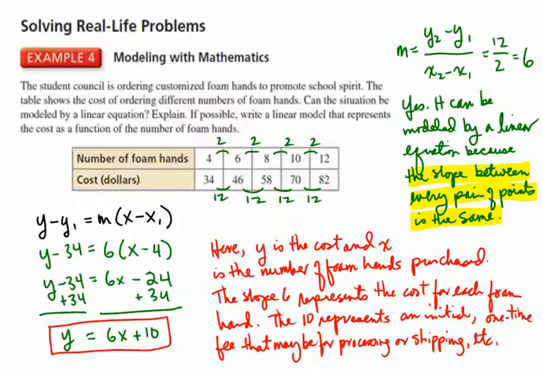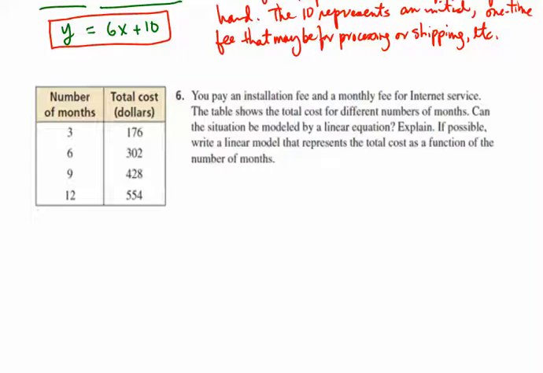Alright, so we're going to go on to the second example of this sort. This problem says that you pay an installation fee and a monthly fee for internet service. The table shows the total cost for different numbers of months. Can the situation be modeled by a linear equation? Explain. So once again, how will we know that this situation can be modeled by a linear equation? We're going to take a look at our differences.